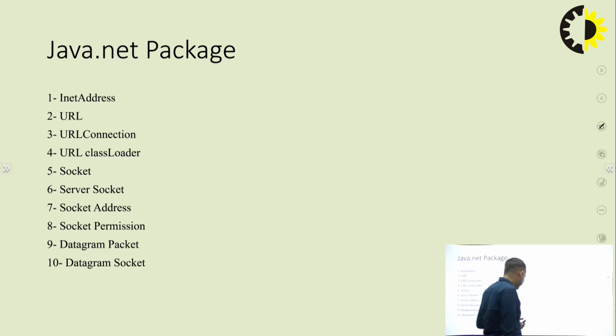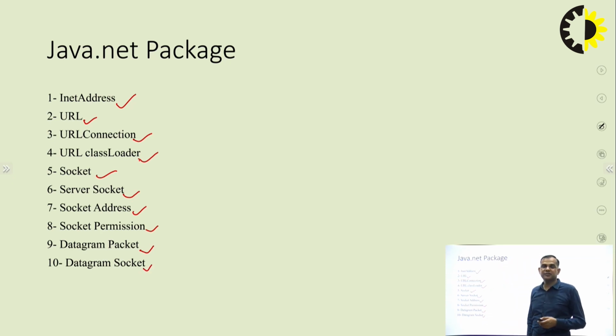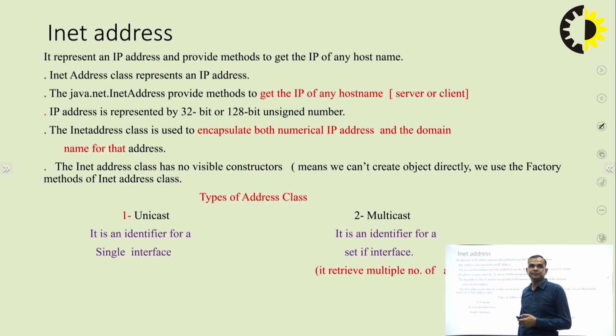There are some types of packages that we use in networking. Number one, we use the InetAddress class. अभी जो मैंने डिस्कस किया था कि हम किसको डिस्कस करेंगे, what is the InetAddress class and its type. Second one, we use the URL. Otherwise, we use URLConnection, URLClassLoader, Socket, ServerSocket, SocketAddress, SocketPermission, DatagramPacket, and DatagramSocket. So these are the different types of packages that we use in Java. Java provides different types of packages for networking.